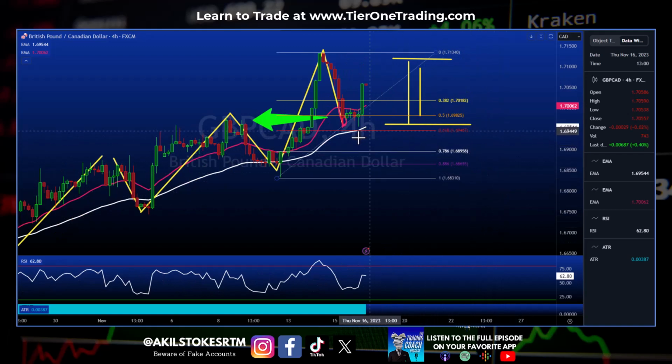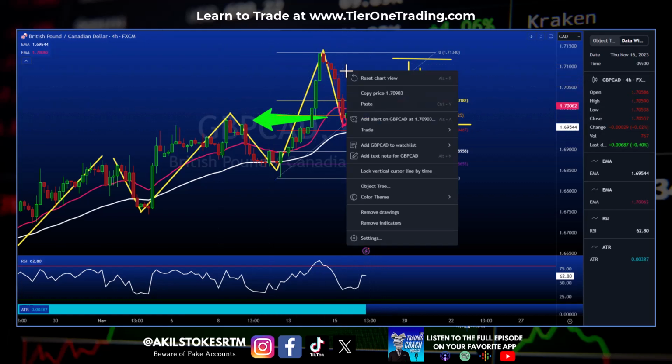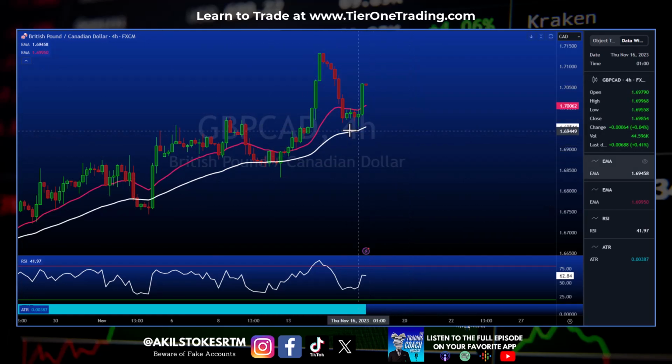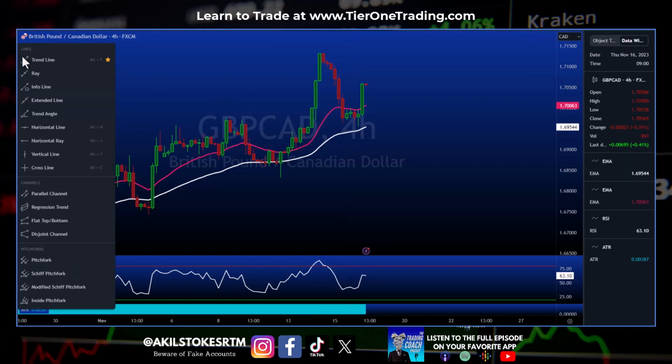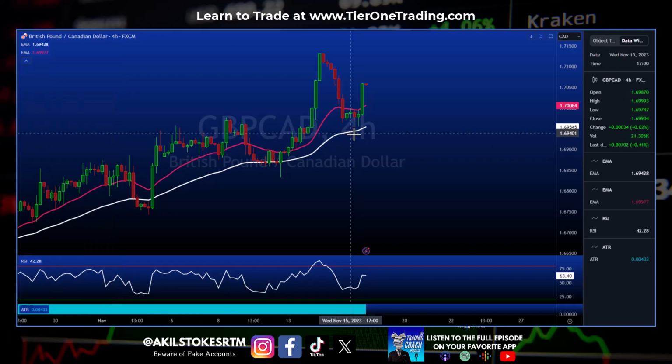So let's look at the 4 hour right here. Let's look at the time that the trade was executed. It would have been right in this area. So if we're using our moving average, right now it's right at 169.42. So let's say we're doing 10 pips below the moving average, 169, what did I say, 42?